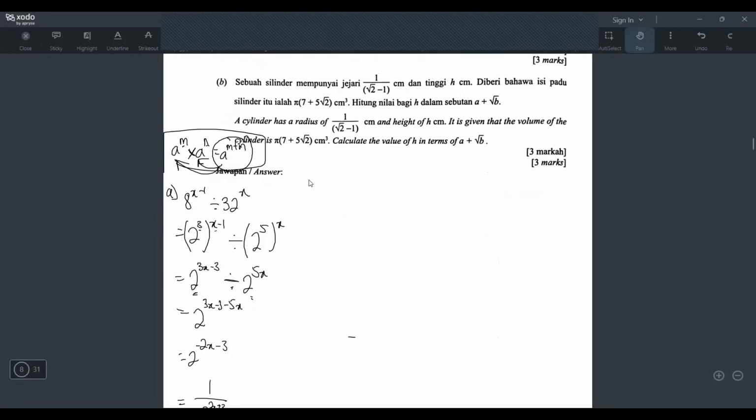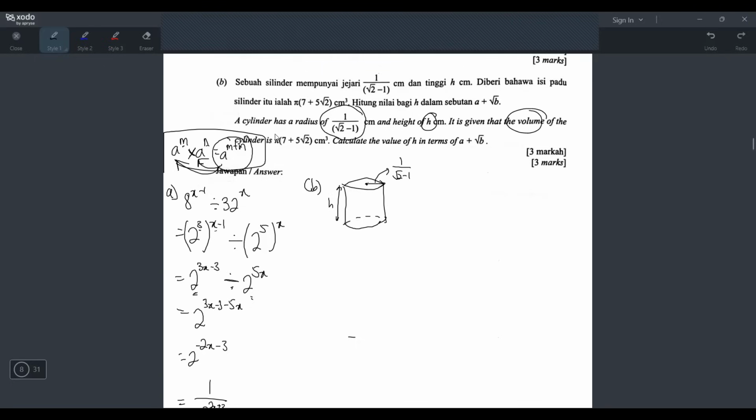Okay, now we do B. Okay, this looks like a third question to me. Let's read. A cylinder has a radius of 1 over square root 2 minus 1 cm and a height of h cm. So cylinder, let's draw it out. The reason why I draw is because it's easier for me to imagine, right? Okay, so the radius, what is the radius? The radius means the length from the center to the side of the circle. So this length is 1 over square root 2 minus 1. And then the height is h cm. So the height here is h.